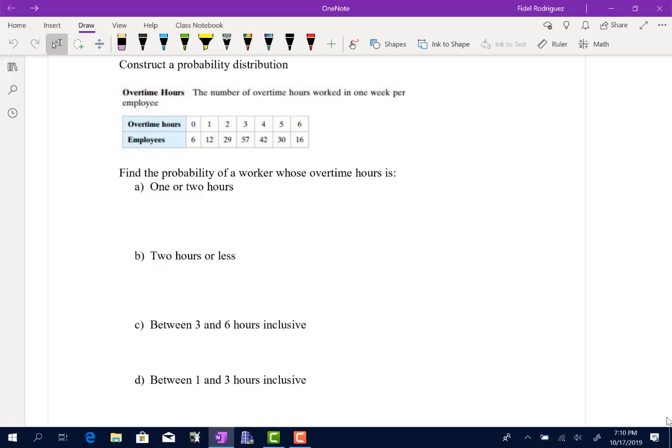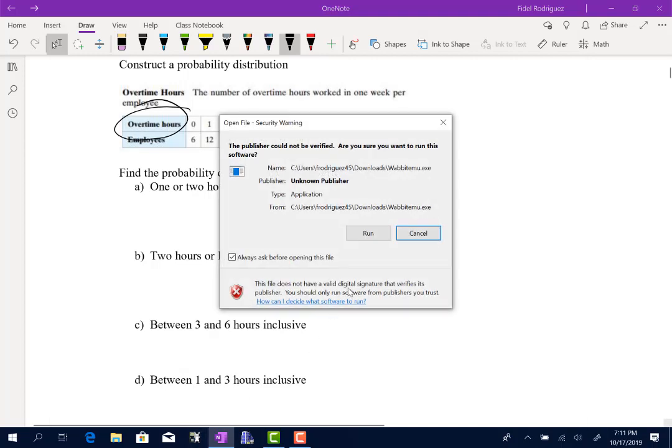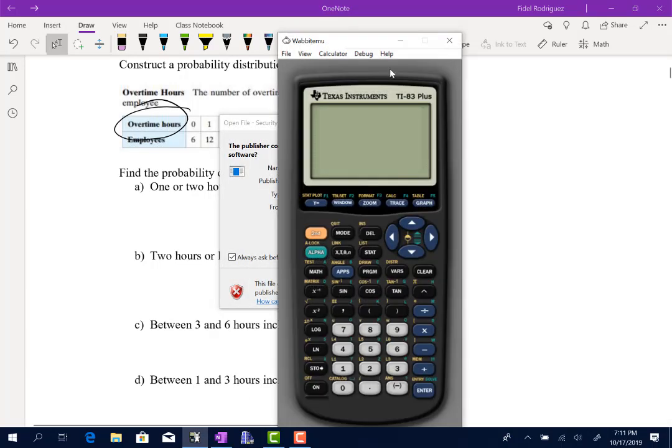So let me ask you a question. Do we know how many employees we have right now? Do we have 6 employees? No, those are the number of what? Hours, because it tells me right here, if I look, this tells me the hours. How would I figure out how many employees we have total? We would add them up. So what numbers are we going to add? Good. We're going to add those numbers, 6 and 12 and so on and so forth.